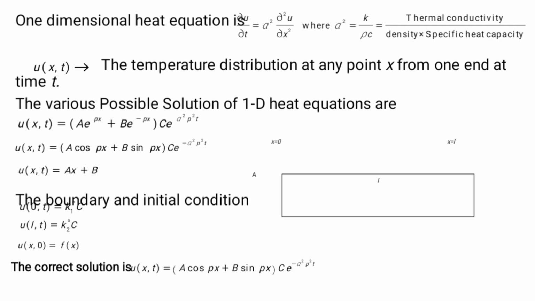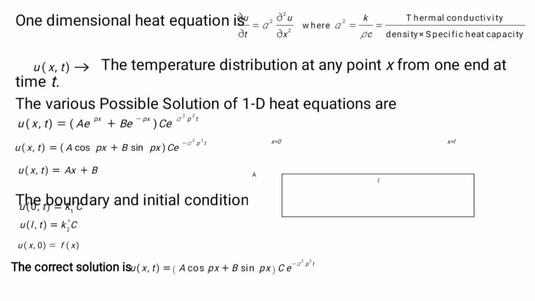To solve the equation, we get the possible solutions. So u(x, t) = (A e^(px) + B e^(-px)) C e^(α²p²t). Another solution is u(x, t) = (A cos px + B sin px) C e^(-α²p²t). And also u(x, t) = Ax + B.